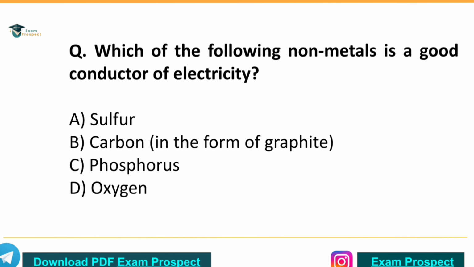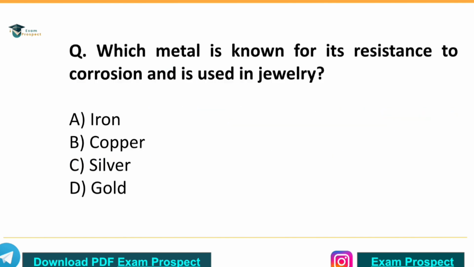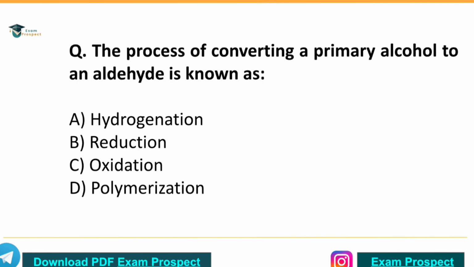Next question, which of the following non-metals is a good conductor of electricity? The correct answer is option B, carbon, in the form of graphite. Next question, which metal is known for its resistance to corrosion and is used in jewelry? The correct answer is option D, gold.